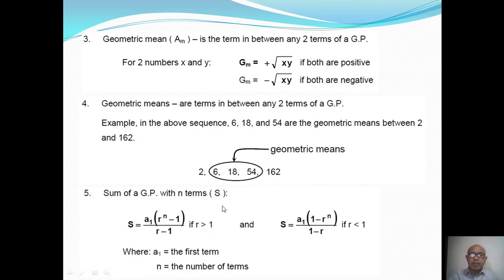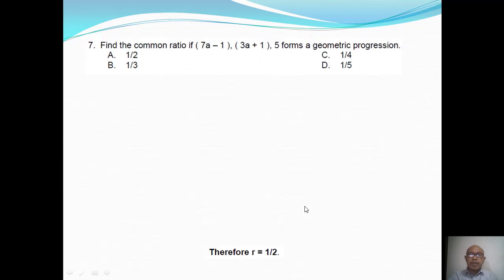Sum of a GP with n terms. So we are given the formula for the sum. This one is if r is greater than 1, and if r is less than 1, we can use these formulas. Okay, so to illustrate, we have number 7.